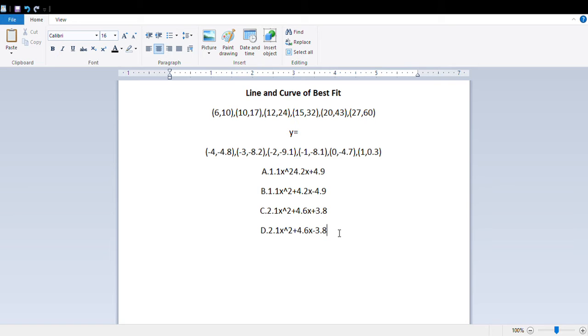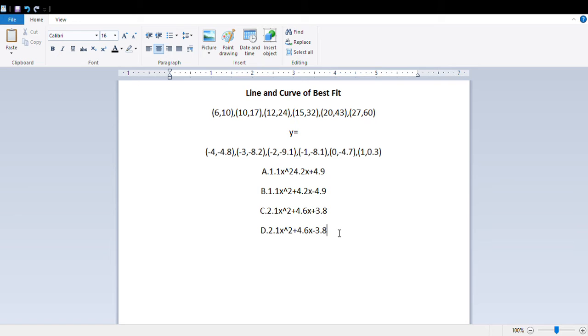I don't know if you guys need to know box and whisker plots here in Algebra 1. So I'll cover that as an optional lesson later if you guys need it. But as of now, we're just going to be going over line and curve of best fit. So let's start with the first question.